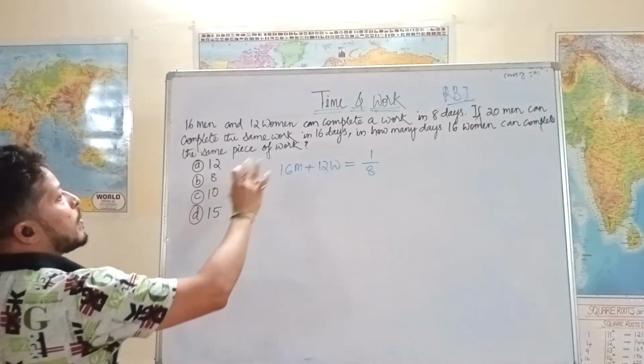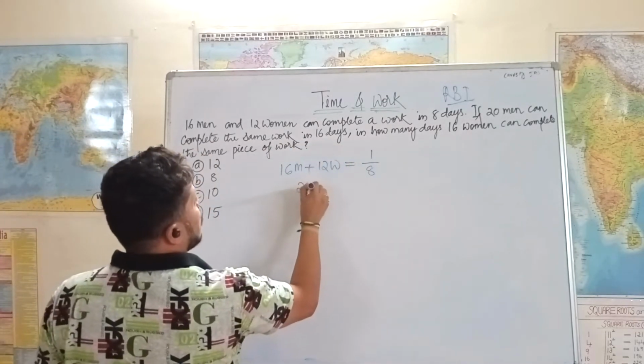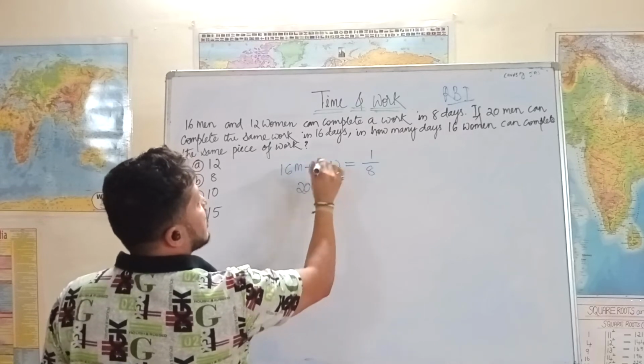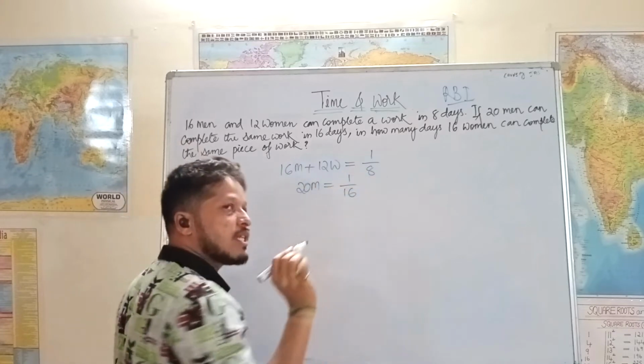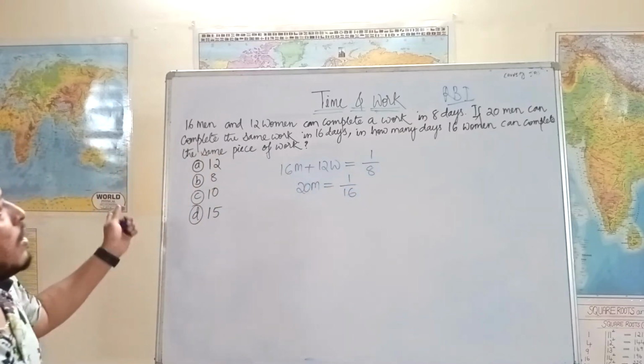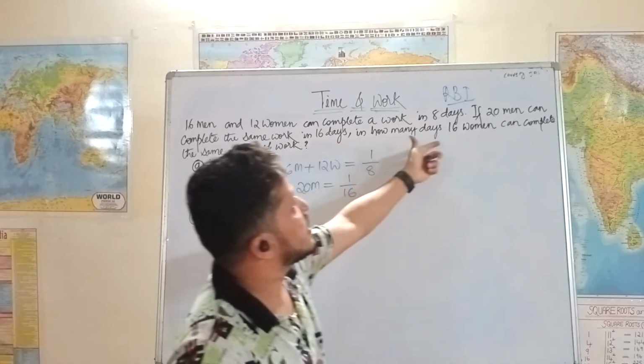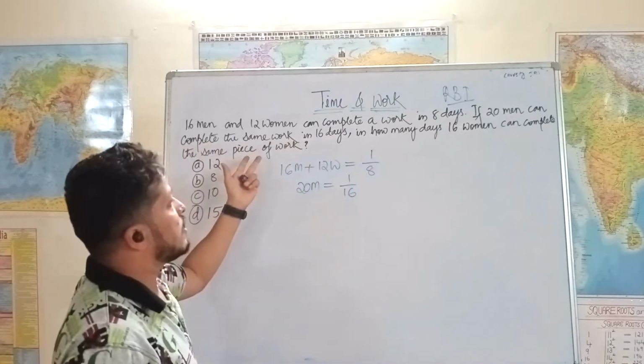Right? And 20 men can complete the same work in 16 days. So in 1 day they do 1/16 of the work. Clear? The question is, in how many days can 16 women complete the same piece of work?